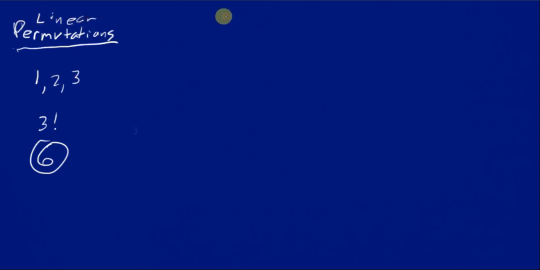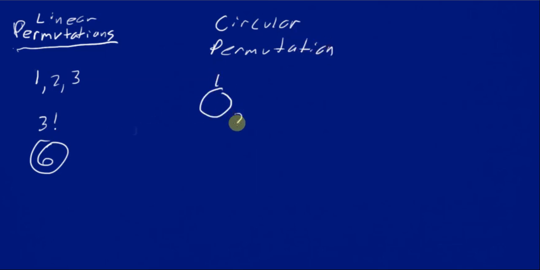If I have a circular permutation, so it doesn't have a beginning or an end, I can put the 1 here, the 2 here, and the 3 here. If I were to change that to the 3 here, the 1 here, and the 2 there, is that a different permutation? Well, to the right of 2 is 1, to the left of 2 is 3. Over here, to the right of 2 is 1, to the left of 2 is 3. So that doesn't count.